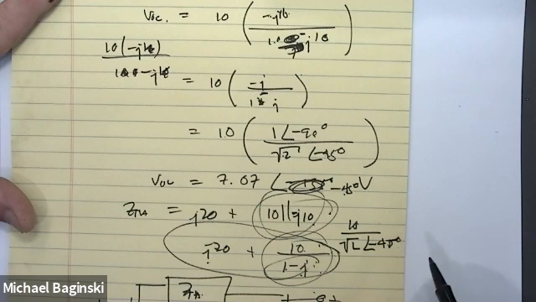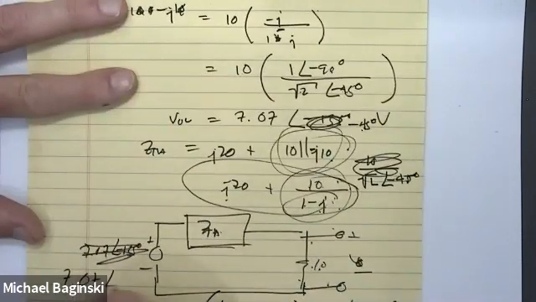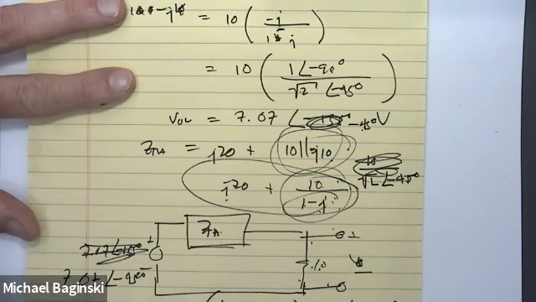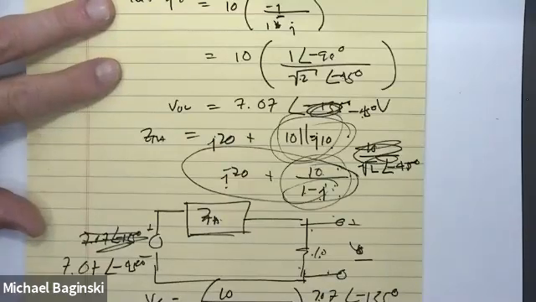And then, let's see. That's right. So this is just going to be 7.07 at an angle of minus 45. My bad. Thank you very much for calling me out on that. I appreciate it. He's right. All right, other questions?